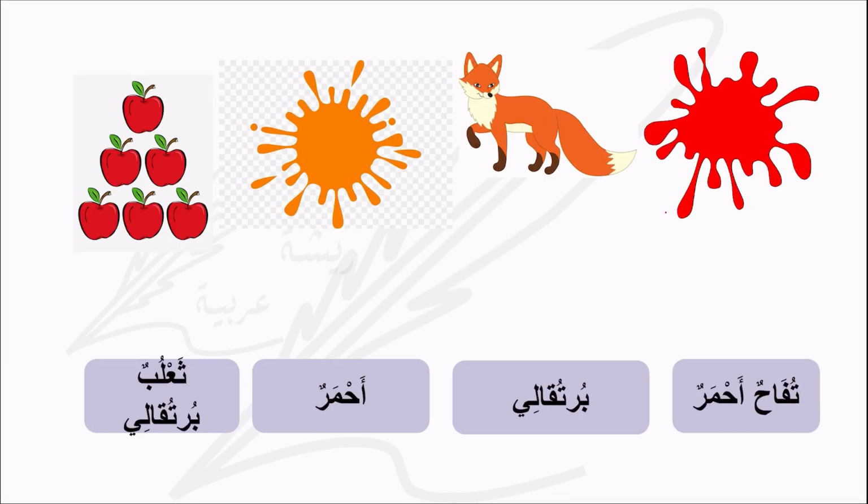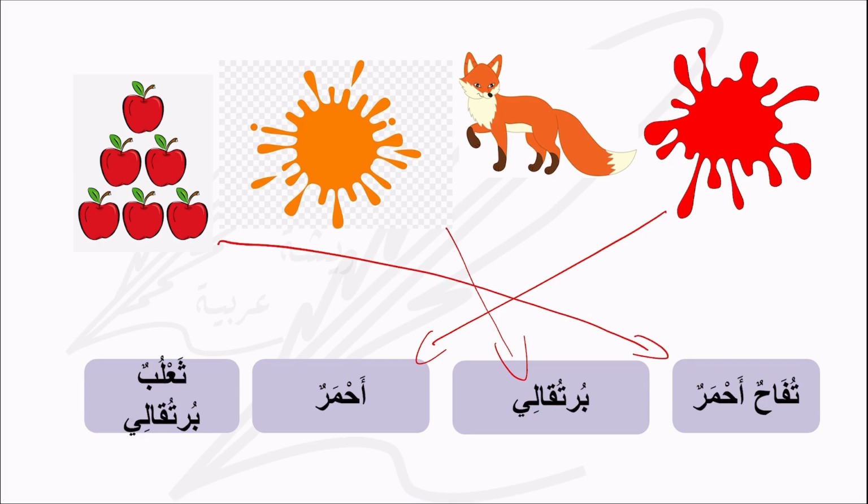So how do we say red? Red is أحمر. What about orange? Orange is برتقالي. Good job. How about red apples? Yes, تفاح أحمر. What about an orange fox? It's ثعلب برتقالي. This is great. You are doing great.